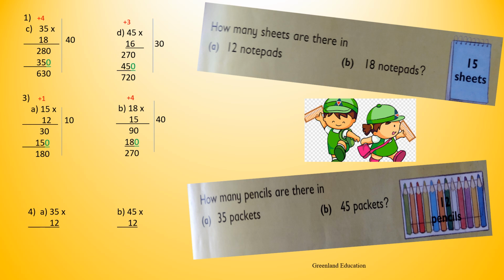So children, you can do the fourth question also same like this. It says, how many pencils are there in 35 packets? In 45 packets. You can follow the standard method and do question number 4. Then you can complete fifth question also according to the standard method.